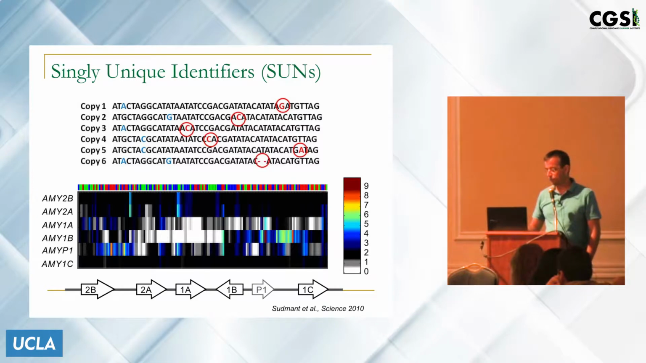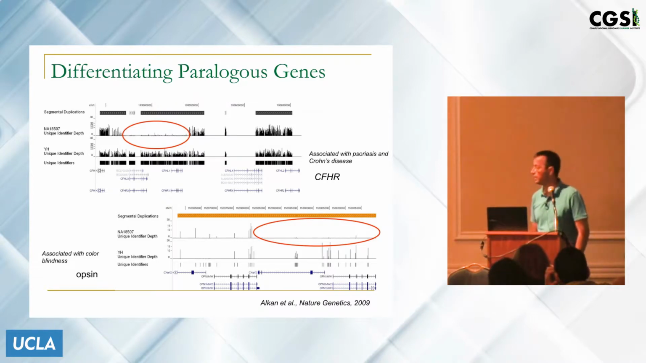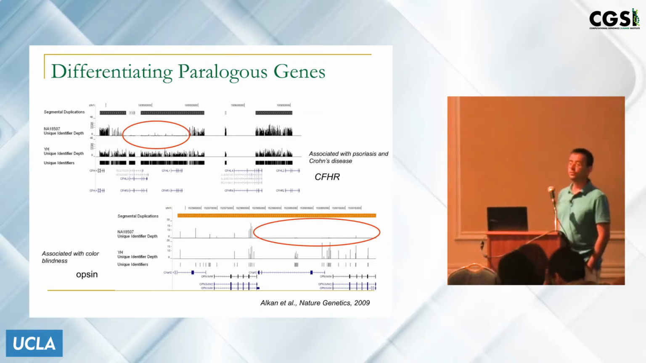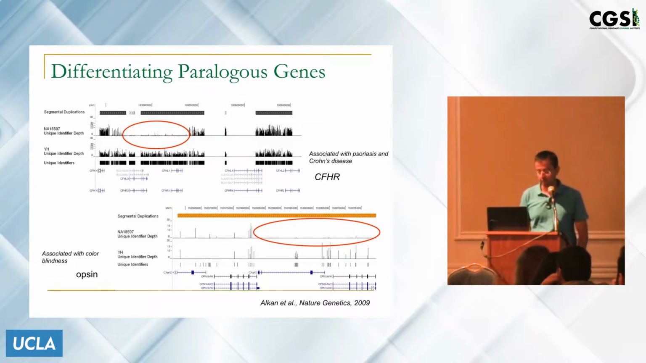So now we can differentiate those. Another example is the CFHR and the opsin gene families. In the case of the CFHR, an African genome, NA18507, is missing 2 copies of the CFHR family. If you just look at the regular read depth, you're going to say there are 3 copies of this gene. But which 3 copies exist and which are deleted, now you can tell using those SUN markers.